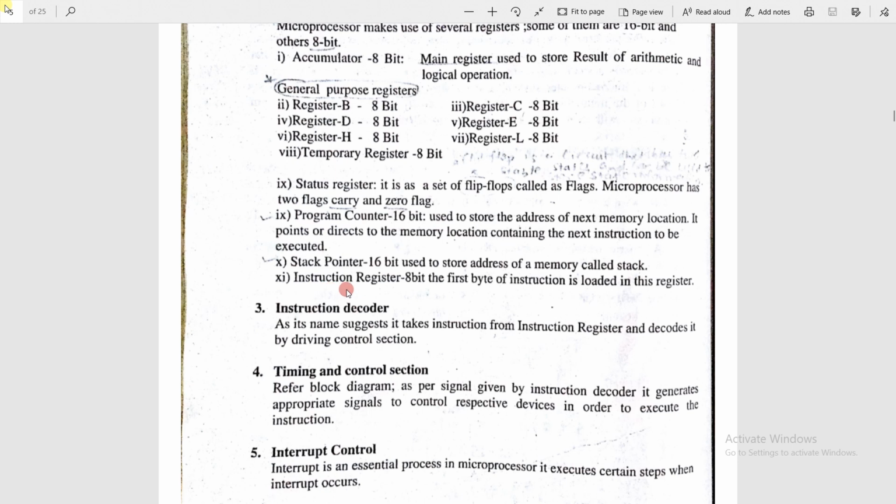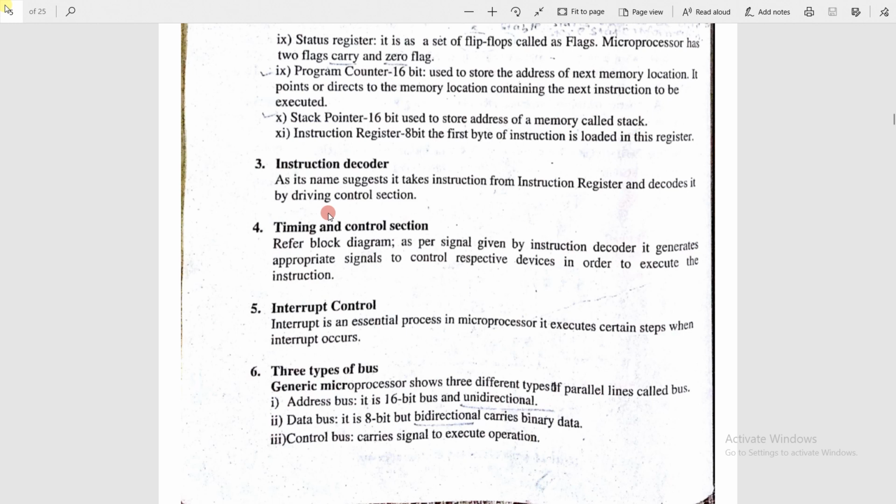Next is the instruction register. Instruction register is of 8-bit. The first byte of the instruction is loaded in this register. Okay, the instruction is stored in this register. Then instruction decoder. As its name suggests, it takes the instruction from the instruction register, decodes it, and it sends the control signals to a particular block in the processor depending on the instruction which it has decoded.